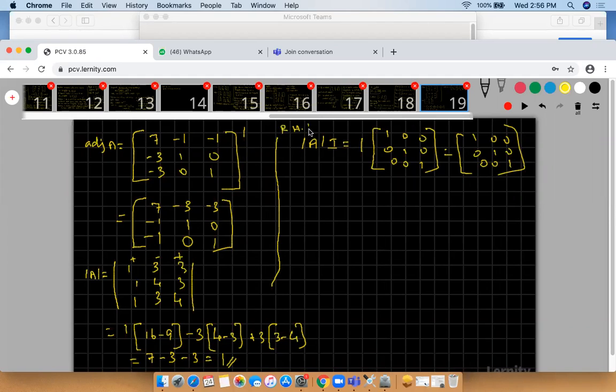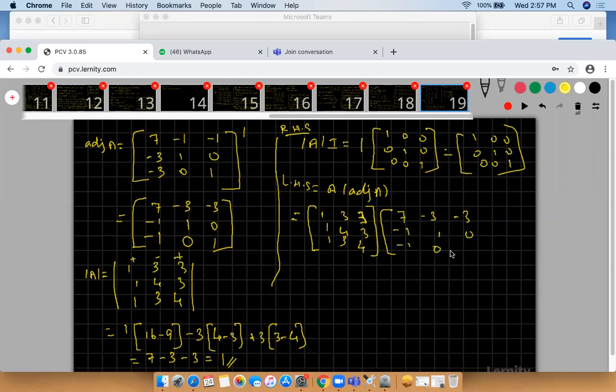Okay, find the left hand side. What is my left hand side? A into adjoint of A. What is my A actually? My A is 1, 3, 3, 1, 4, 3, 1, 3, 4. This is my A. What is my adjoint of A? This is my adjoint of A: 7, minus 3, minus 3, minus 1, 1, 0, minus 1, 0, 1.